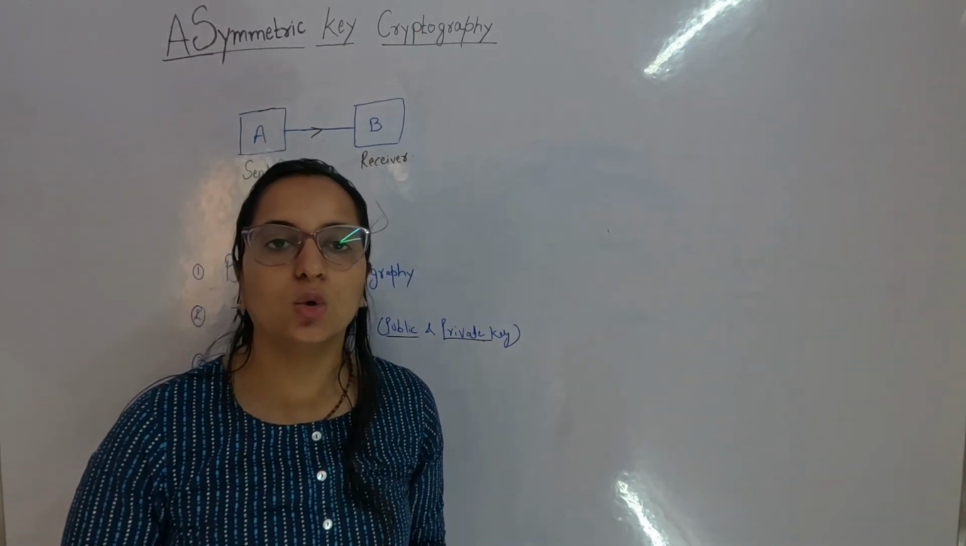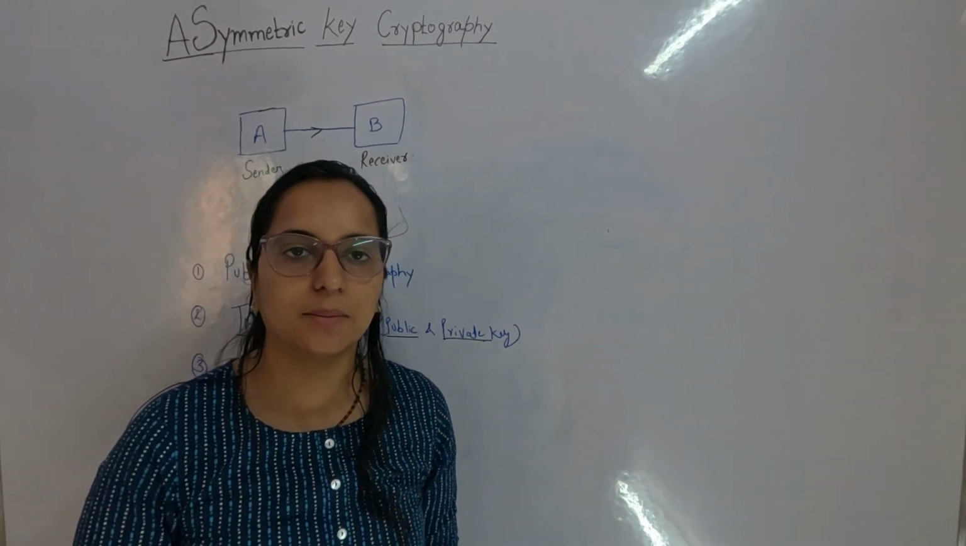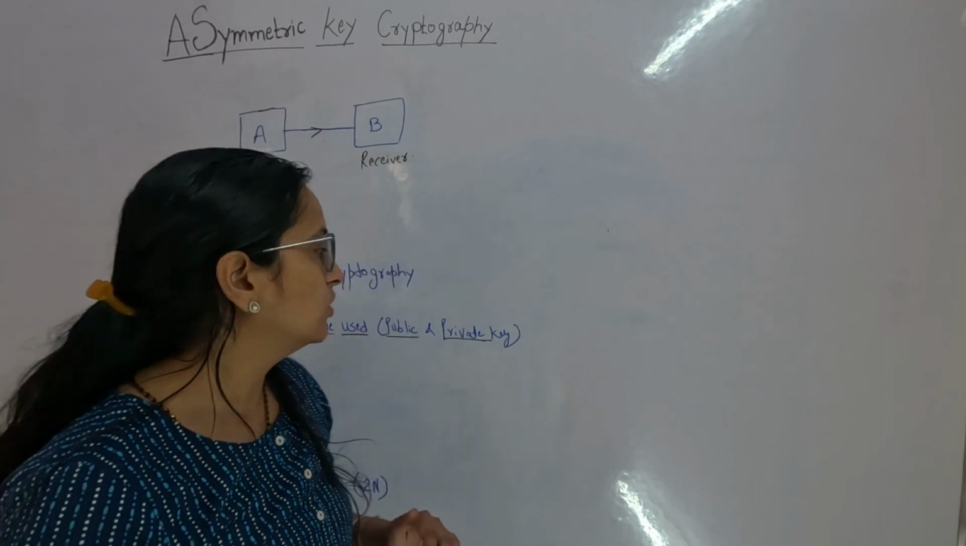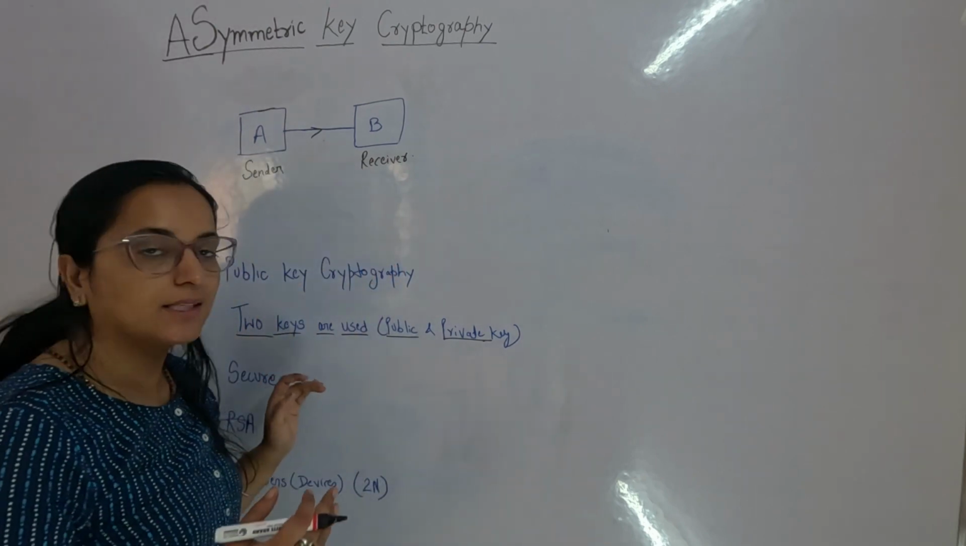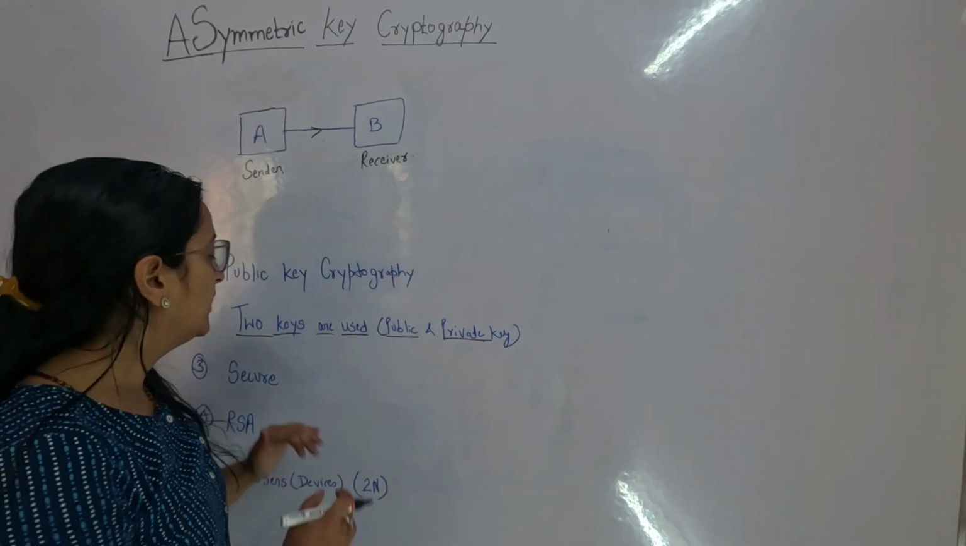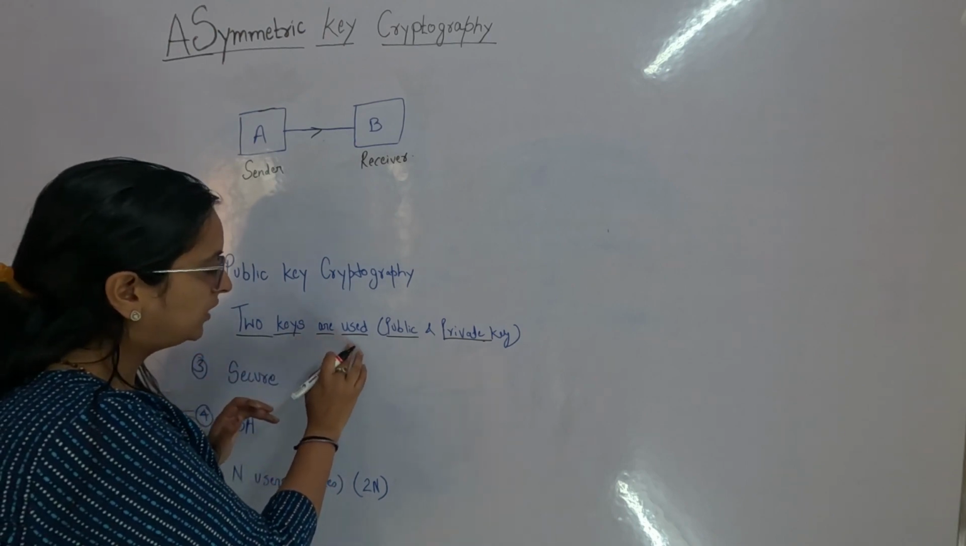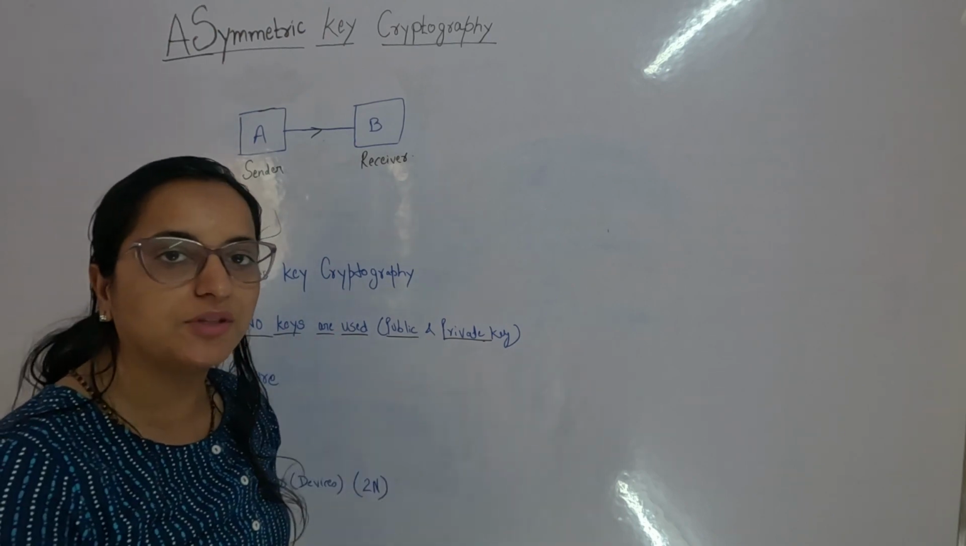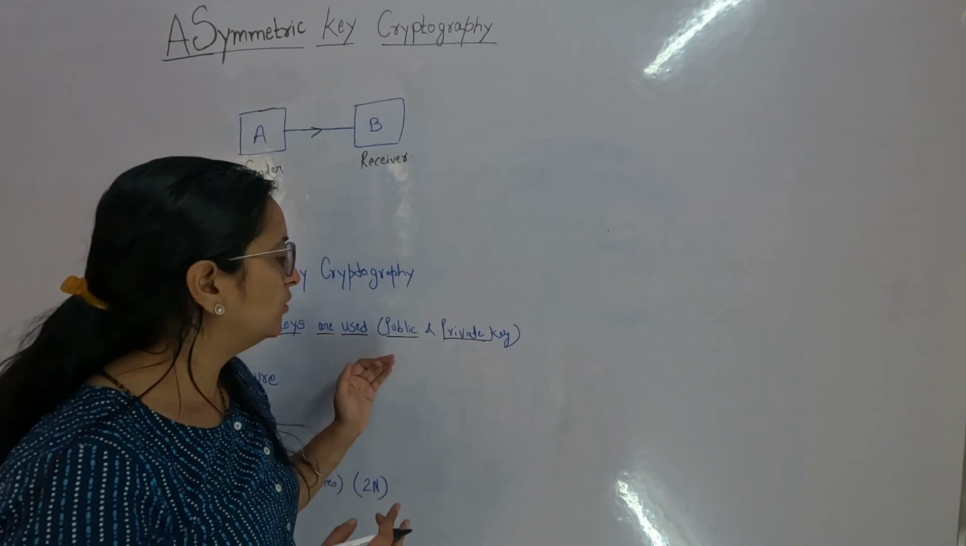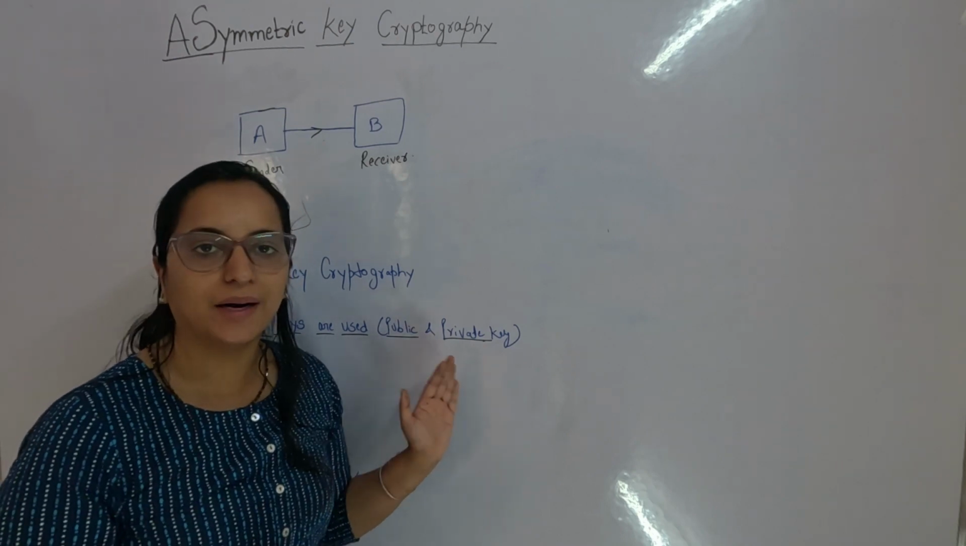Hello everyone, in today's video we will discuss asymmetric key cryptography. The main point in asymmetric key cryptography is that now we are using two keys for encryption and decryption purposes, and those are called your public and private key.